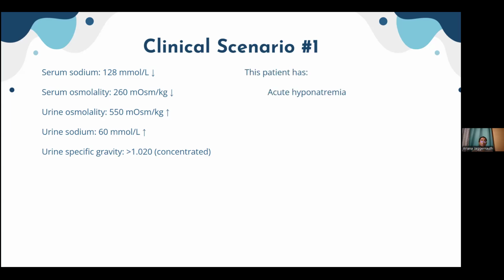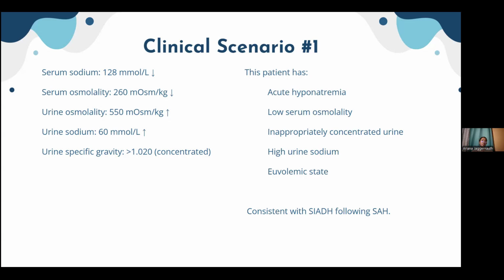So what do we have here? We have a patient who has acute hyponatremia within the last 48 hours, a low serum osmolality, inappropriately concentrated urine, a high urine sodium, and she's euvolemic as assessed by her normotensive state, her heart rate being normal, as well as on clinical assessment her mucous membranes being moist. So all of these things are consistent with SIADH following a subarachnoid hemorrhage.